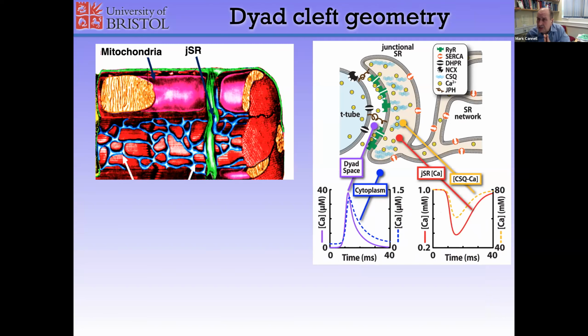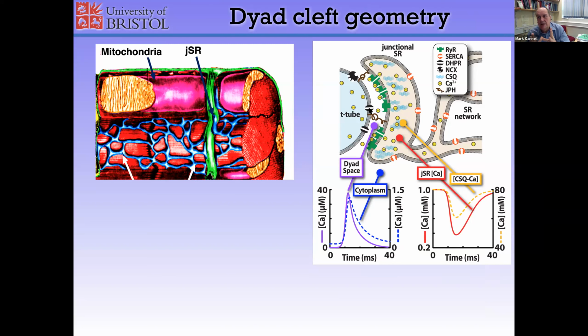Now, why we should be interested in that junctional space is because it's the key to how EC coupling works. Inside that junctional space, the calcium that comes in through the dihydropyridine receptors, here in black, causes a large increase in local calcium. It raises local calcium by a factor of more than 100. And that enables relatively insensitive ryanodine receptors to open and release even more calcium in this calcium-induced calcium release process.